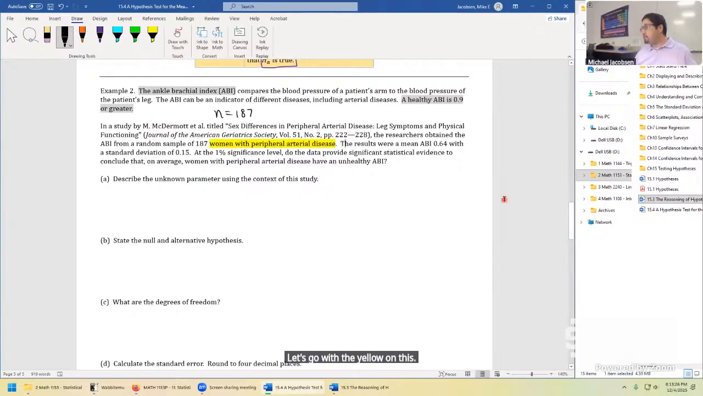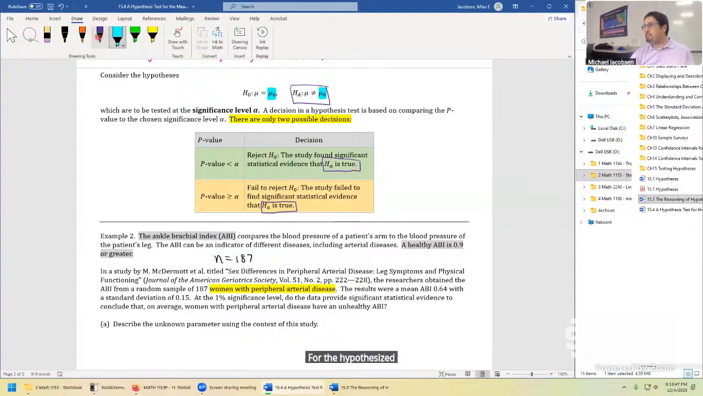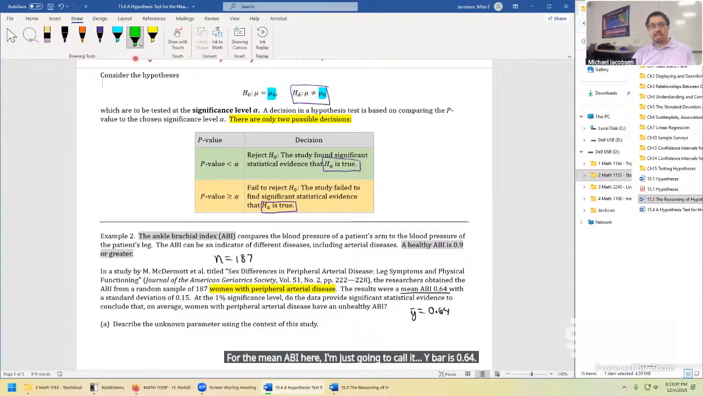It tells us next, the results were a mean ABI of 0.64 with a standard deviation of 0.15. So now we have statistics from that statement. And I want to hesitate maybe from using blue for the mean, because I think this is a good carryover. We've been using blue for the hypothesized value, so I'm going to keep that color for that value. For the mean ABI here, I'm just going to call it y bar is 0.64. But we can use this color for the standard deviation. Standard deviation, green is still on the menu for us, is 0.15.